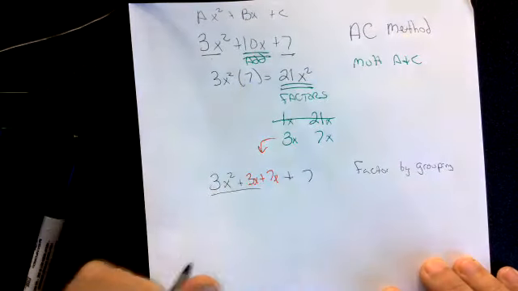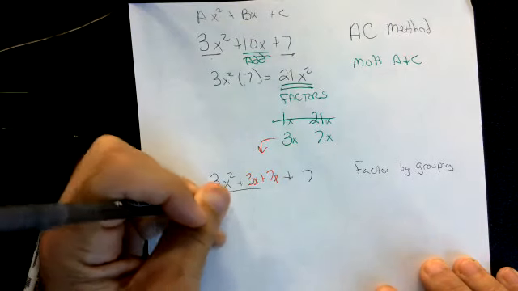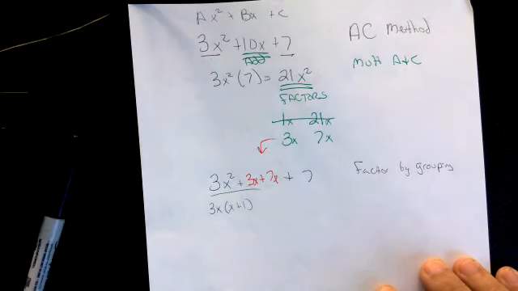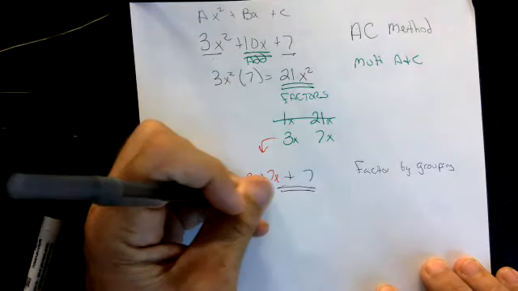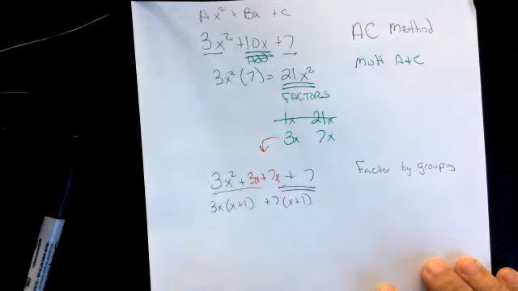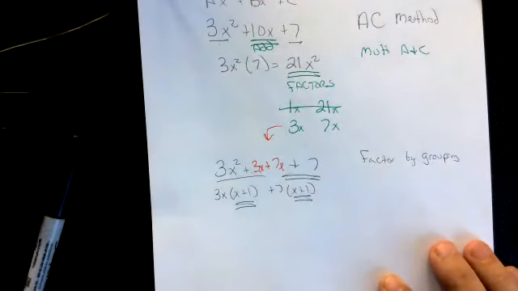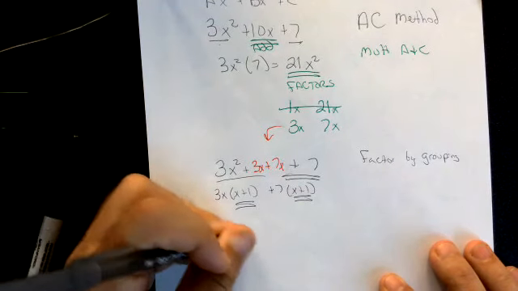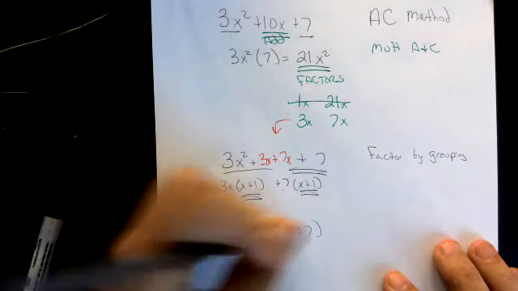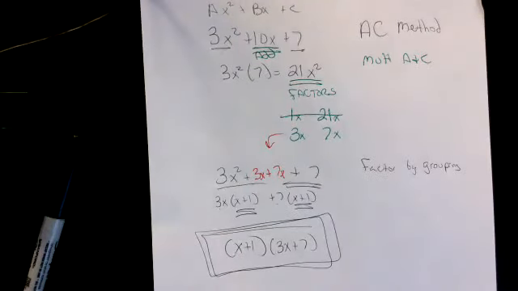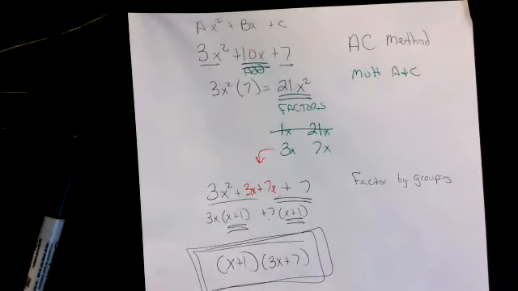So if I look at just this group, I can factor out a 3x, leaves me with x plus 1. If I look at this group, I can factor out a 7, which leaves me with x plus 1. And then look, x plus 1 is now my greatest common factor. If I divide it out, that leaves me with the 3x plus 7. So that would be my completely factored form. Okay, it's basically 4 steps.